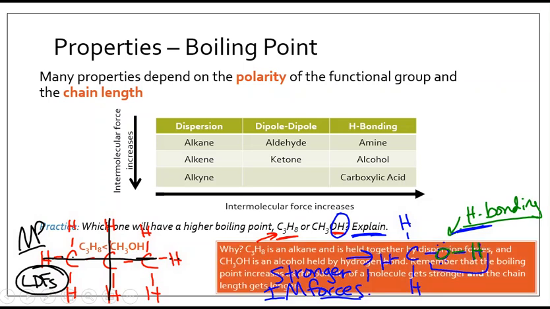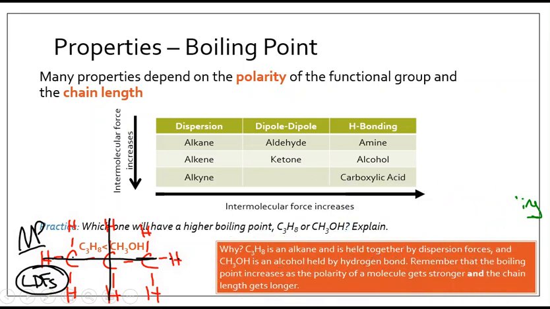Not that you can see here. I'll erase this so you can see it now. The explanation says basically what we just drew and figured out. The alkane is held together by dispersion forces, and the CH3OH is an alcohol held together by hydrogen bonds. Remember, boiling point increases as the polarity gets stronger and the chain length gets longer. The stronger forces there, of course, are going to tell us that the boiling point would get higher.